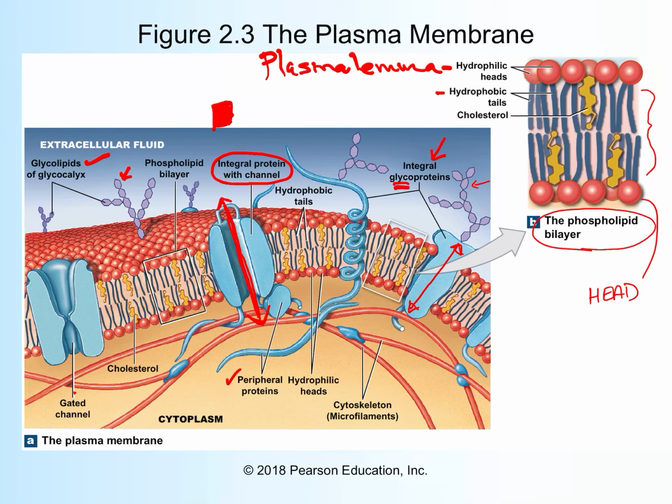Some channel proteins are gated, meaning that they're closed. You can see how the protein is shut. It only opens when there's a certain stimulus that causes this channel protein to open. It could be electrical charge, or it could be some kind of molecule binding to it. That's what a gated channel is. A gated channel is only going to open when there's a certain very specific stimulus to open it.